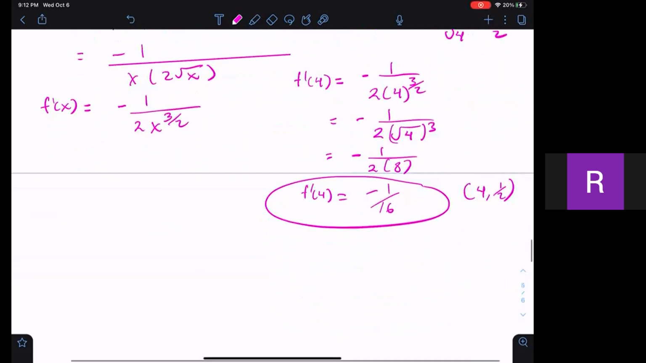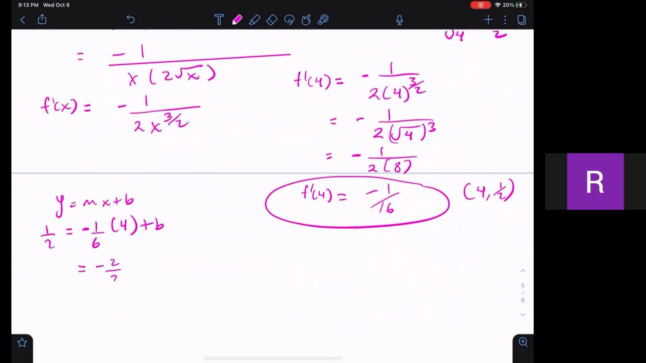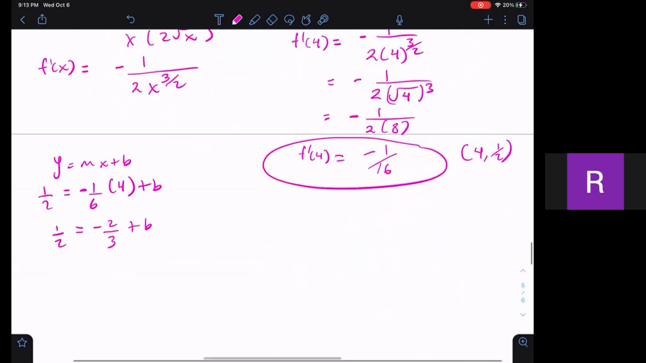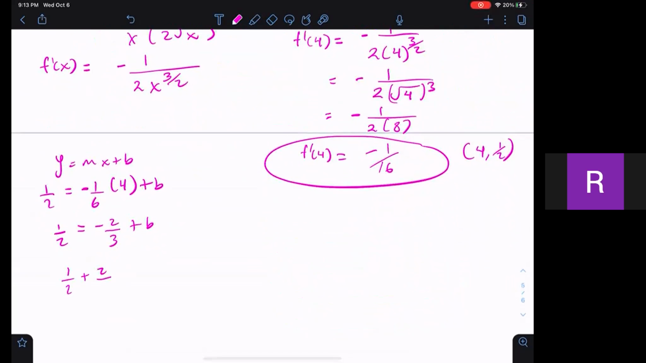Now we need to find the equation of the tangent line. So y equals mx plus b. The slope is -1/16. The x value is 4. The y value is 1/2. And b is the y-intercept, so we need to find it. So this is going to be -1/16 times 4, which is -2/3... so 1/2 equals that plus b. We need to add 2/3 to both sides.